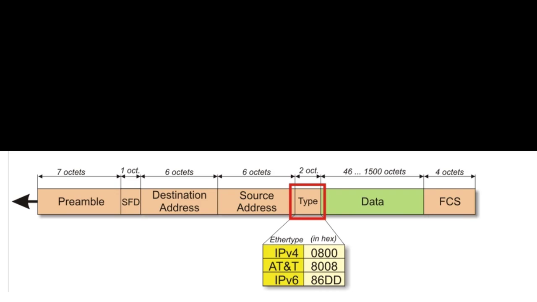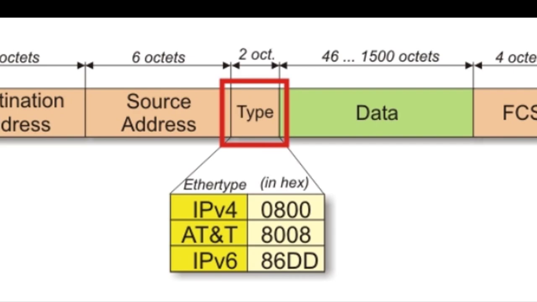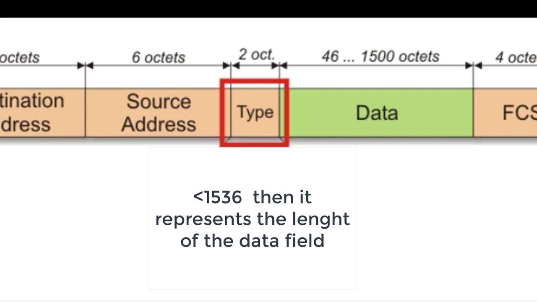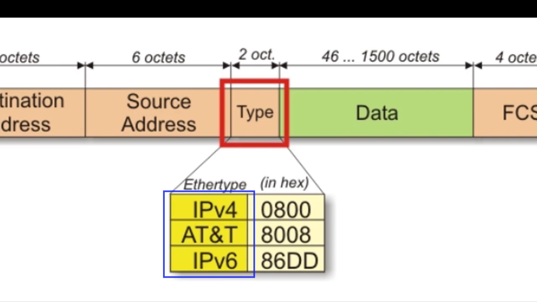Let's just take a look at one field and see the variety of information that can be stored as they design these fields in the Ethernet frame. We're looking at the Ether type field. It's two octets or two bytes. Remember, that's the same thing, octets or bytes. It represents 16 bits. If the value in the Ether type field is less than decimal 1536, or hexadecimal 0600, it indicates the length of the data field. If the value in the Ether type field is greater than 1536, then it represents a protocol in the data field.